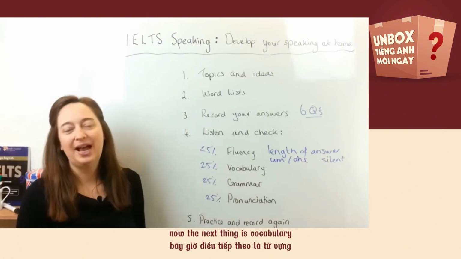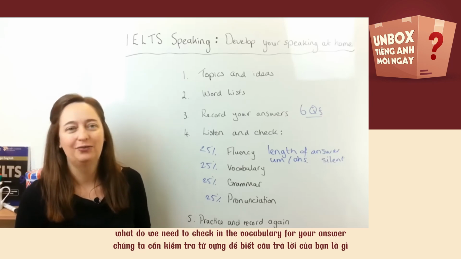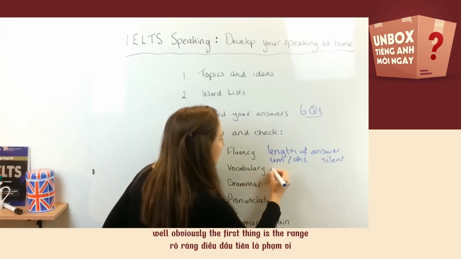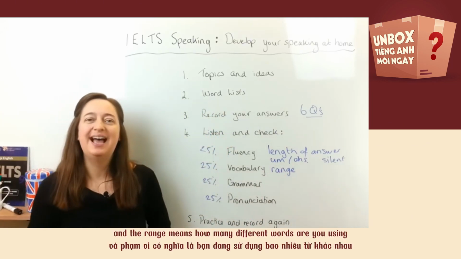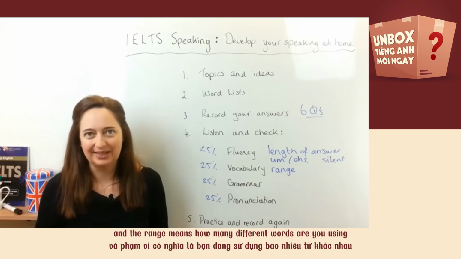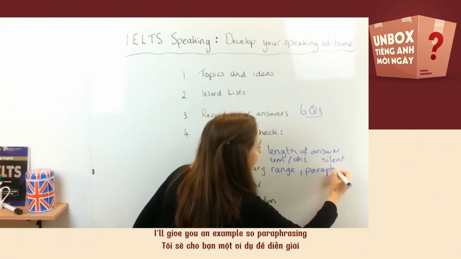Now the next thing is vocabulary. What do we need to check in the vocabulary for your answer? Well, obviously the first thing is the range. And the range means how many different words are you using. I'll give you an example. So, paraphrasing.